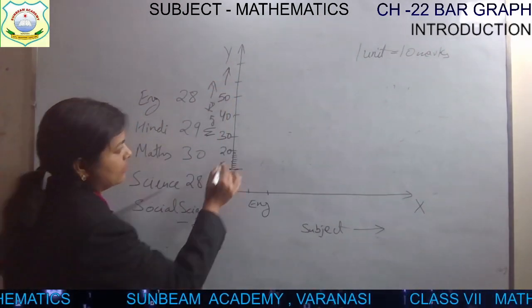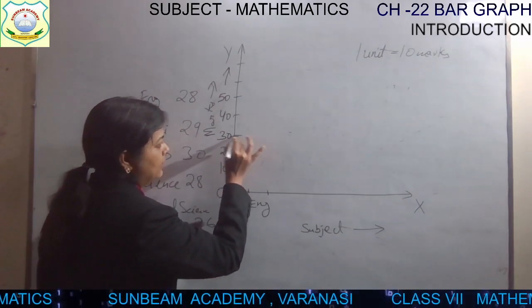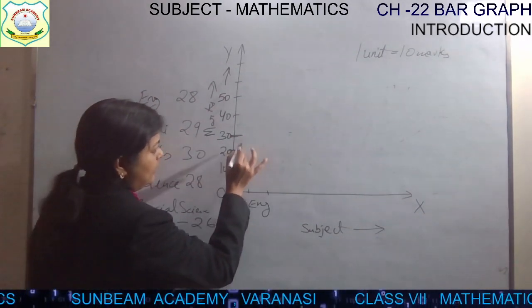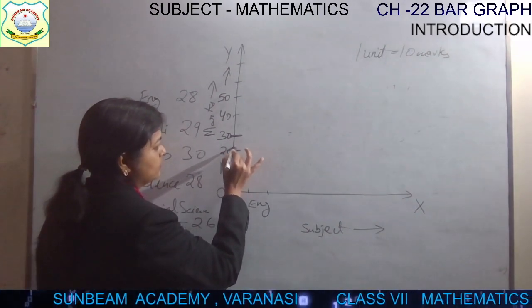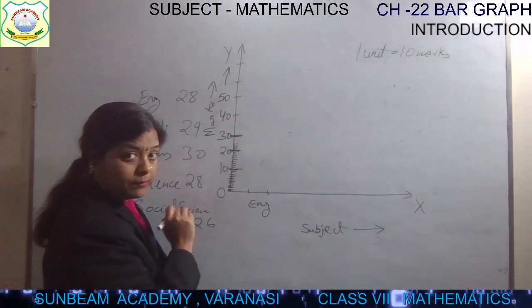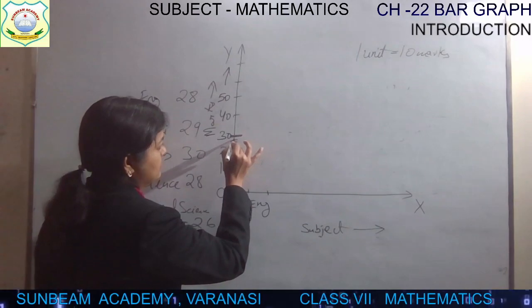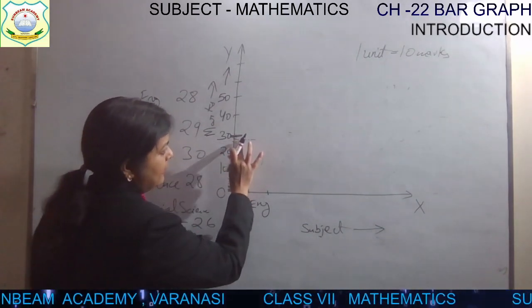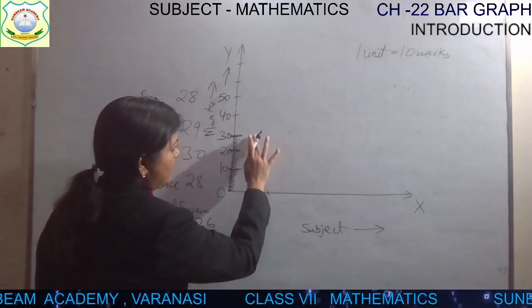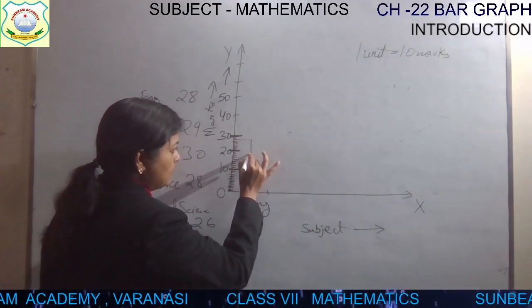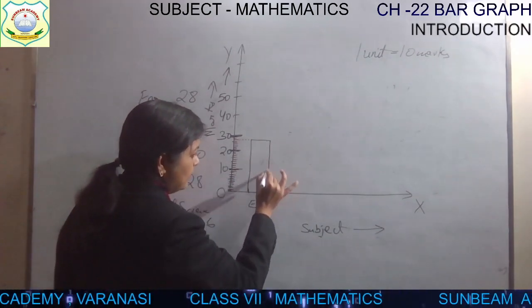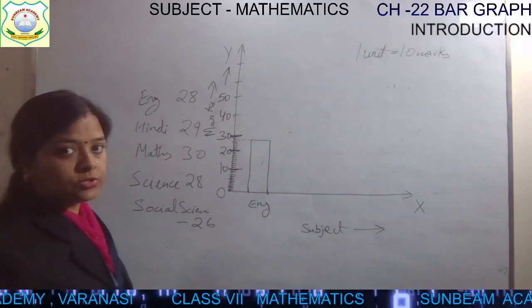Now 28. Where will 28 come? Above 20 and below 30. So 1, 2, 3, 4, 5. 5 will be in the middle, son. Then 6, 7, 8. So you will go to 8 and put a scale here. You will measure it from here. No need to draw any line, but put a scale here and measure that value. Okay, and then draw a bar.